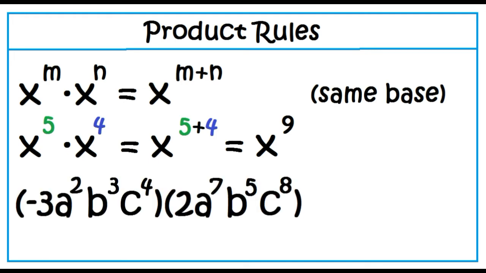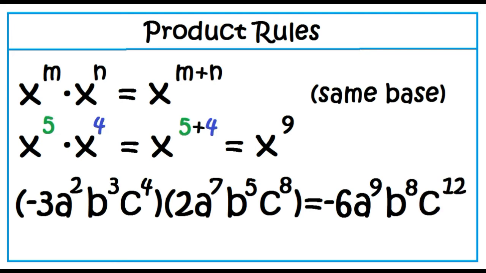Find the product of the quantity negative 3a^2 b^3 c^4 and the quantity 2a^7 b^5 c^8. Multiply the numerical coefficients. Negative 3 times 2 is negative 6. a^2 times a^7 is a^9. b^3 times b^5 is b^8. c^4 times c^8 is c^12.